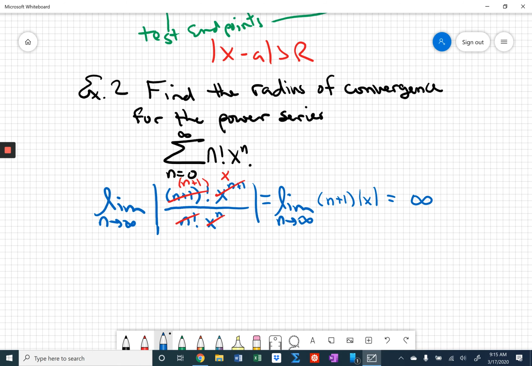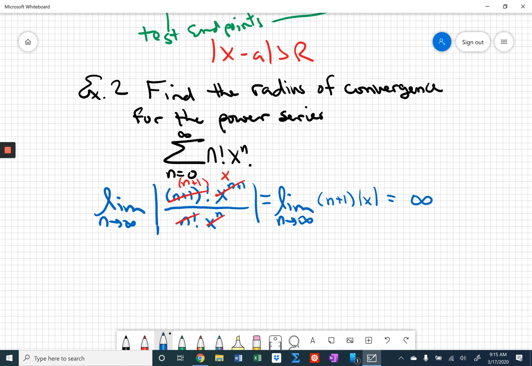Remember, the radius of convergence being infinite means that the series converges for all values of x. And because we got this infinity right over here, that's telling us that the series is going to diverge for all values of x, which is not 100% true. We have to make sure we think.